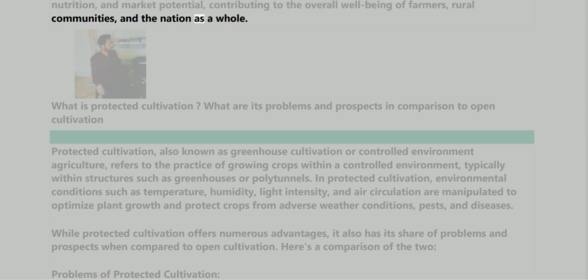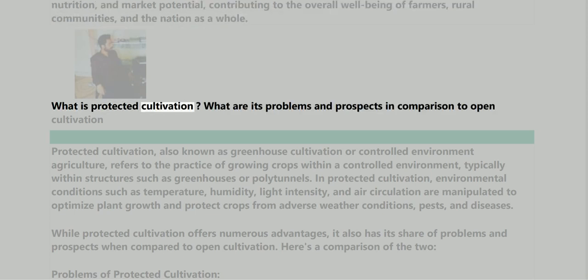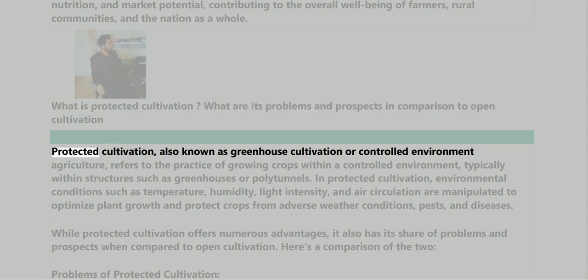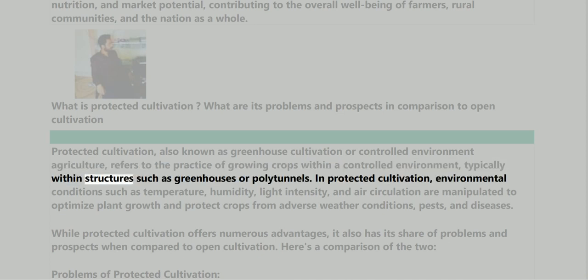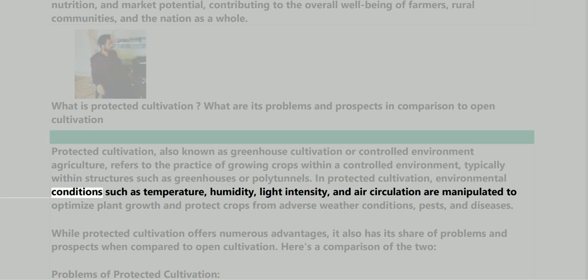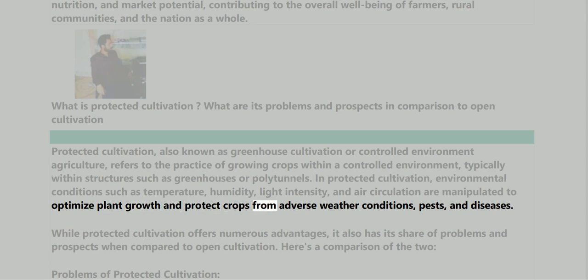What is protected cultivation? What are its problems and prospects in comparison to open cultivation? Protected cultivation, also known as greenhouse cultivation or controlled environment agriculture, refers to the practice of growing crops within a controlled environment, typically within structures such as greenhouses or polytunnels. In protected cultivation, environmental conditions such as temperature, humidity, light intensity, and air circulation are manipulated to optimize plant growth and protect crops from adverse weather conditions, pests, and diseases.